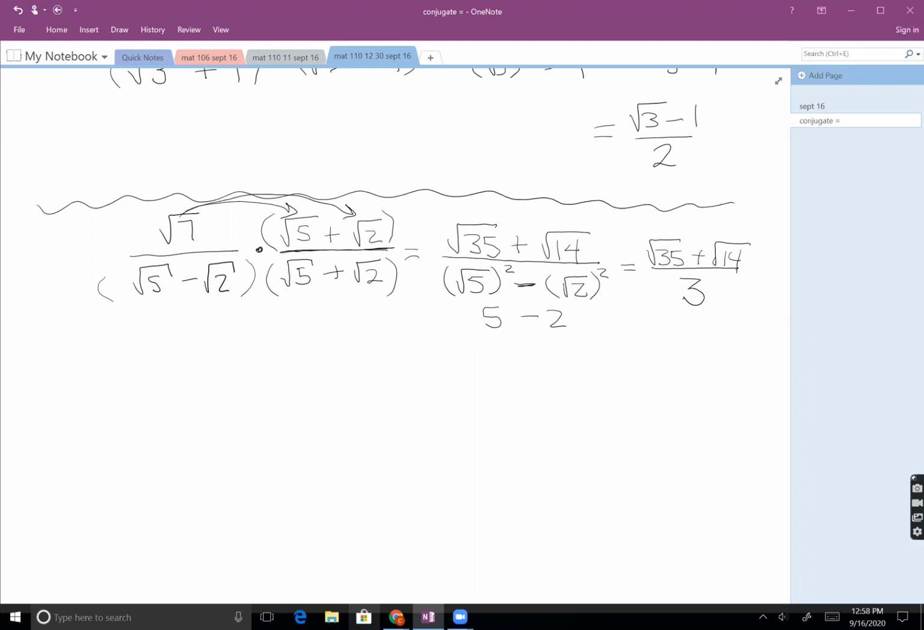I get lost right there when you said radical 5 squared minus radical 2 squared equals 5 minus 2. How did you get 5 minus 2 from that?